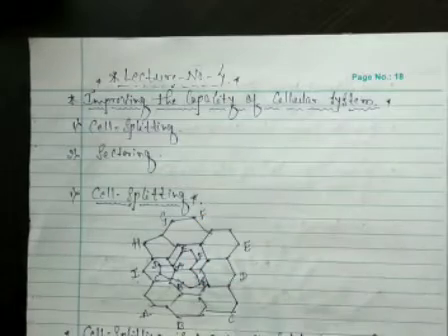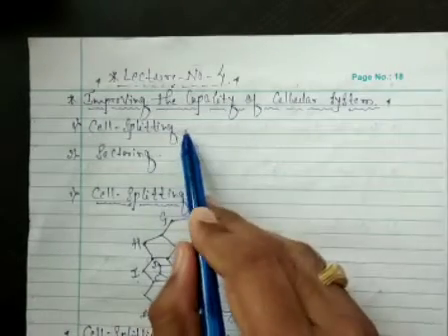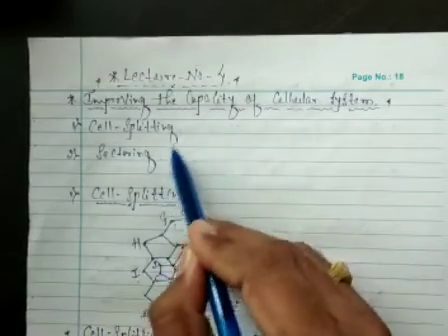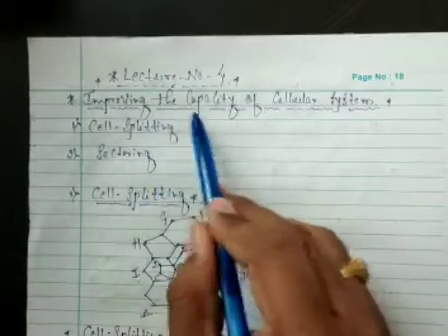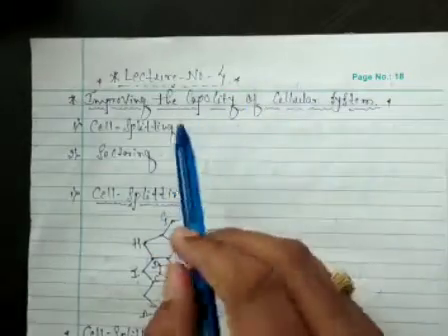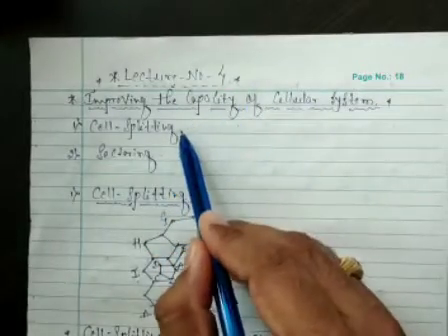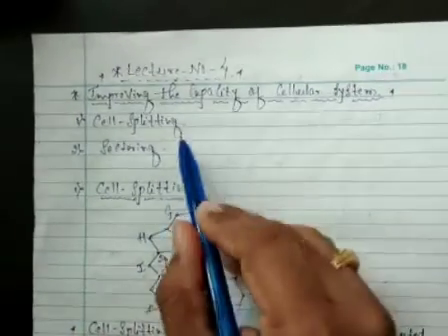It is divided into mainly two types: one is cell splitting, and one is sectoring. The capacity of the cellular system can be improved by using these two techniques. We will see the first one, that is, cell splitting.